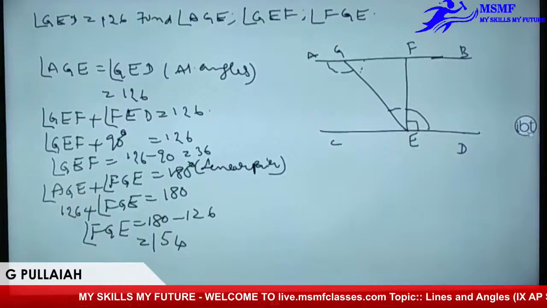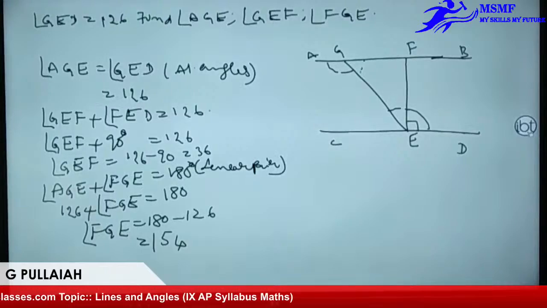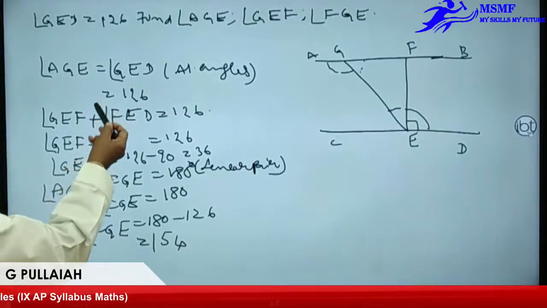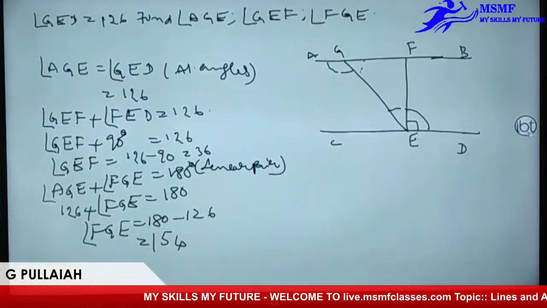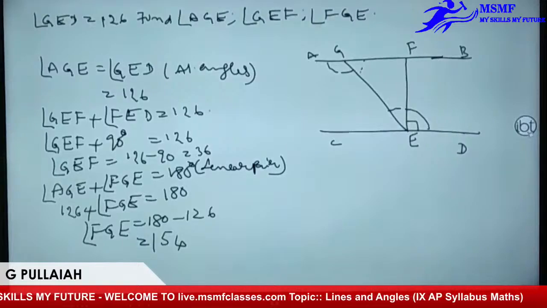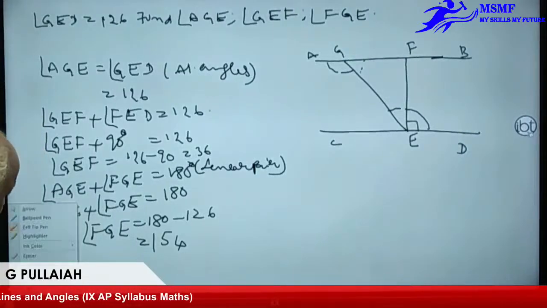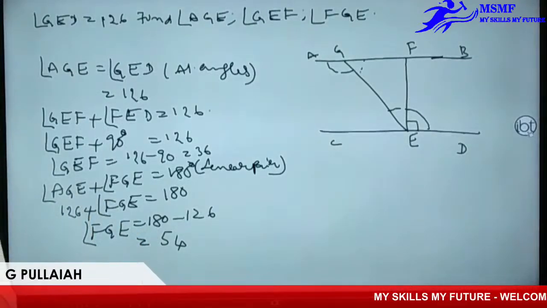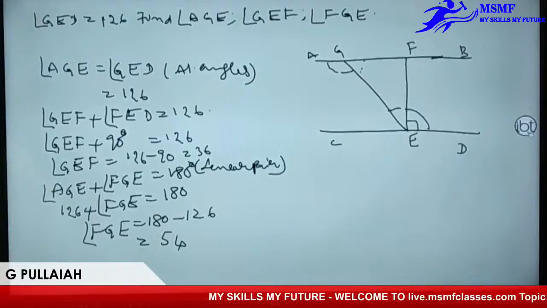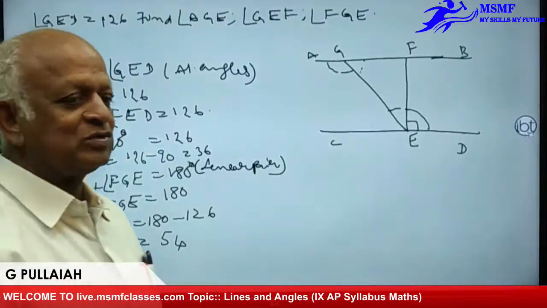Observe the question here. Find AGE, GEF and FGE. AGE is equal to 126 degrees. The second one, GEF, is 36 degrees. And the last one, FGE, is equal to 154 degrees. It's not 154, it is 54 degrees. Any doubts here? Think very carefully. Any of your doubts, you can chat.